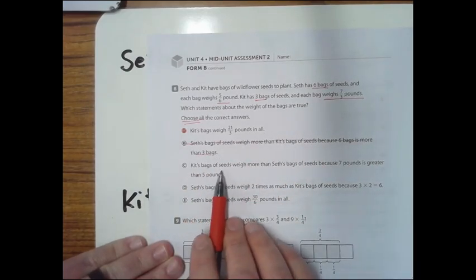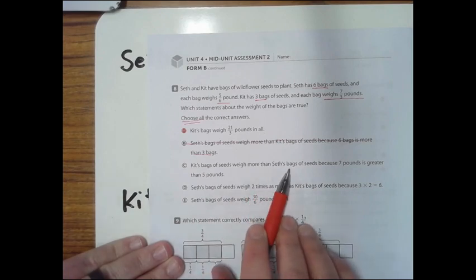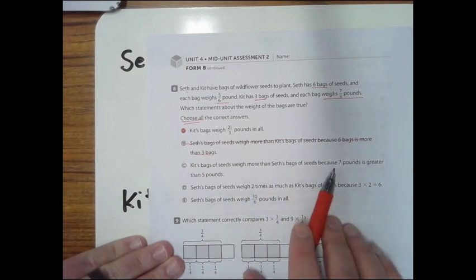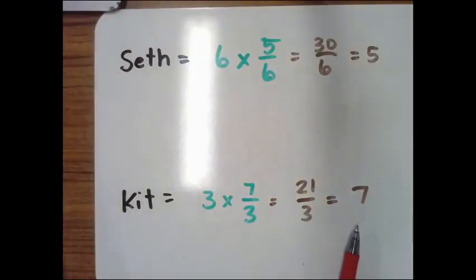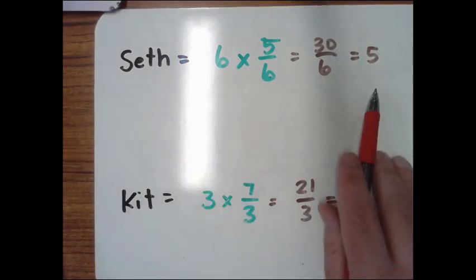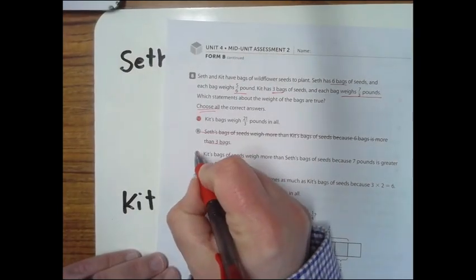Kit's bags of seeds weigh more than Seth's bags. Well, so far that's true because 7 pounds is greater than 5 pounds. That makes sense, right? Because we figured out that Kit's bags weigh 7 pounds, Seth's bags weigh 5 pounds. So C is correct. So let's color in C.